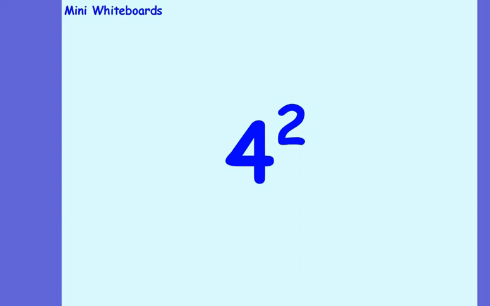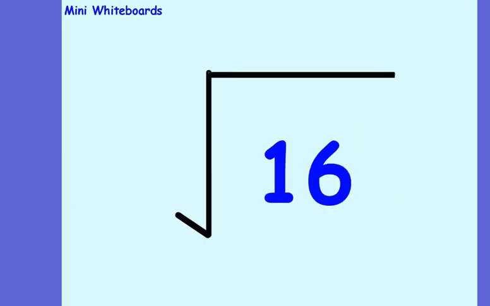Okay, mini whiteboards. 4 squared. Charlotte, what's 4 squared? 4 times 4, brilliant, which is 16. So what's the square root of 16? What times itself will give me 16? Lilia? Great, the square root of 16 is 4.